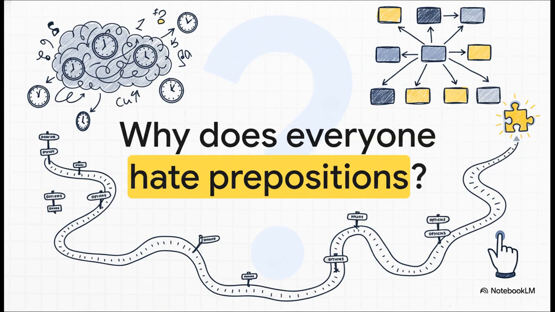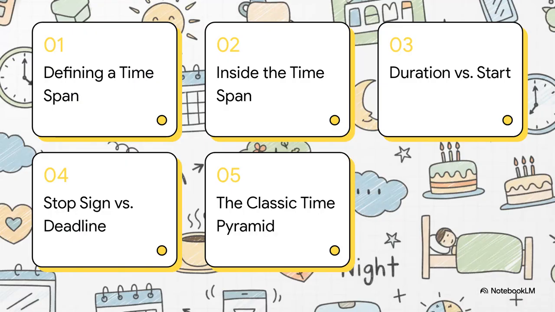I mean, why does everyone seem to hate these things? It's totally understandable, right? The rules can feel so random, and the differences between them seem, well, microscopic sometimes. But here's the good news. There is a system, a logic to it all. And I promise, by the time we're done here, you're going to have a simple toolkit to nail these every single time.